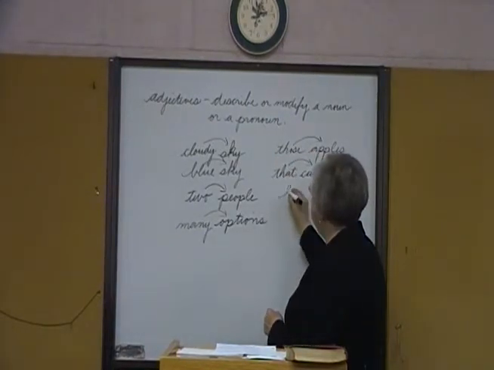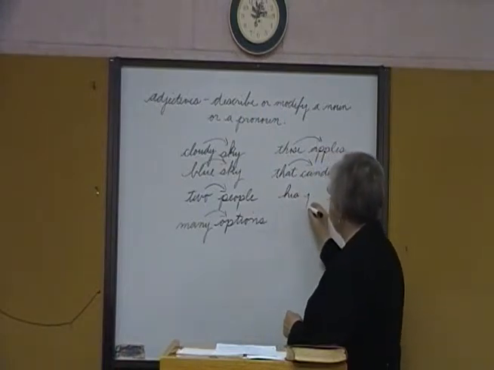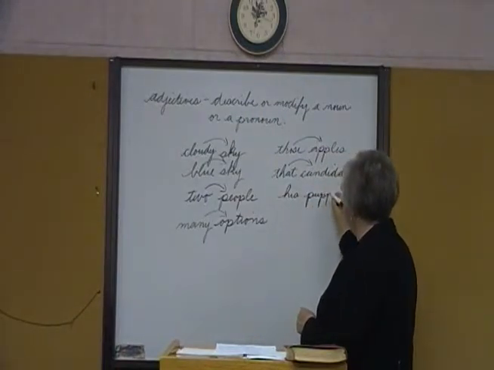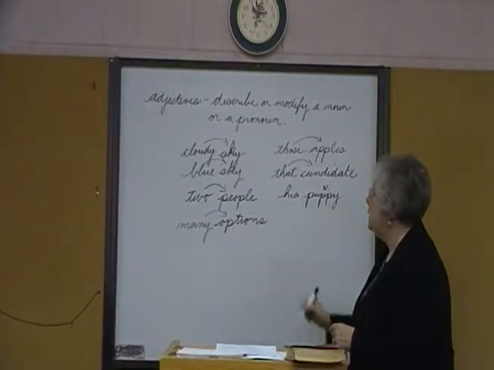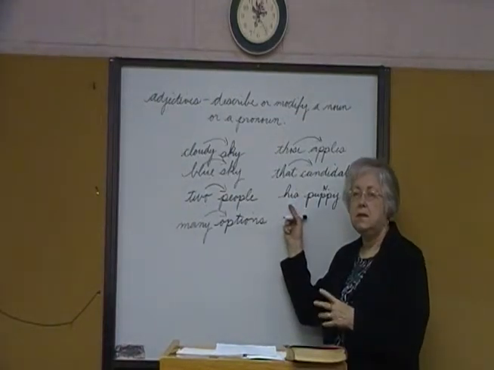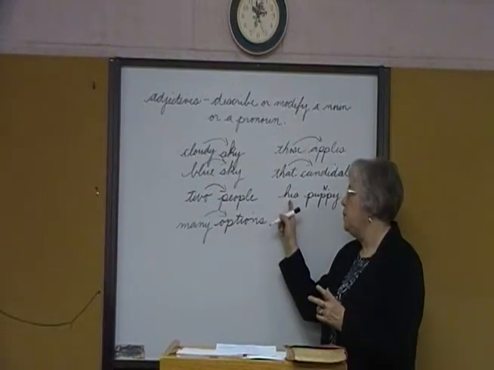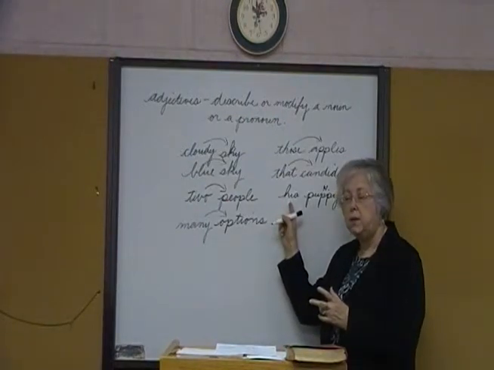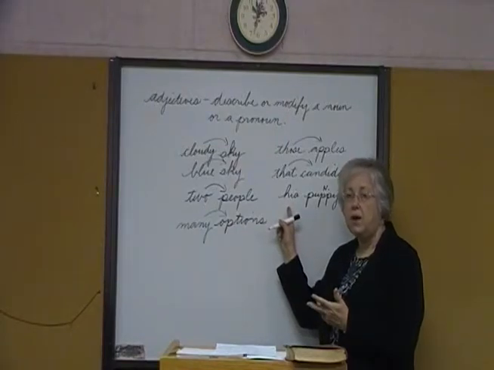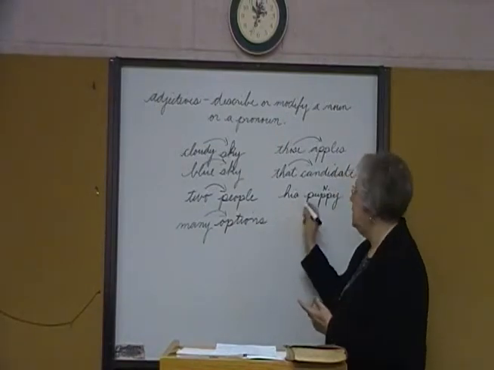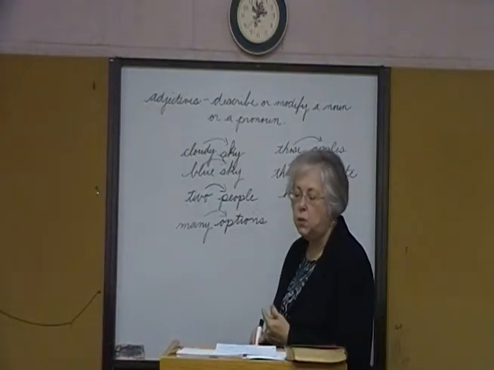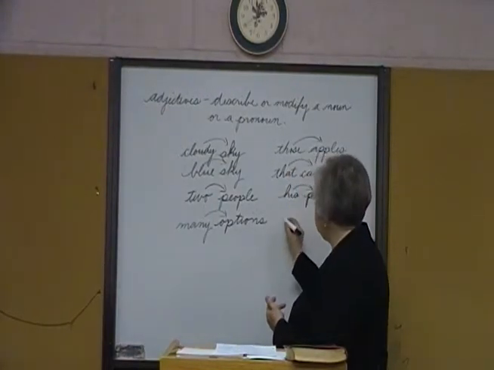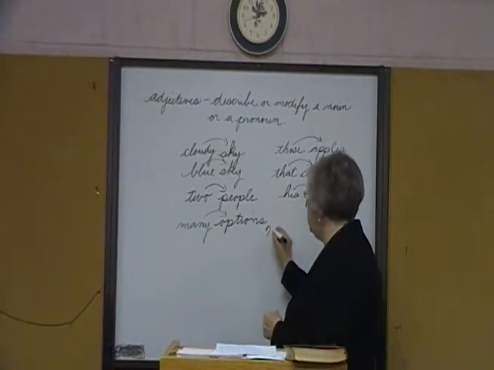Another example, his puppy. Puppy is the noun. His is saying whose puppy it is. Remember we looked at his when we looked at the personal pronouns, his, her, their, theirs, mine. In this example, it's being used as an adjective. It's identifying which puppy. And another, excuse me, an example.